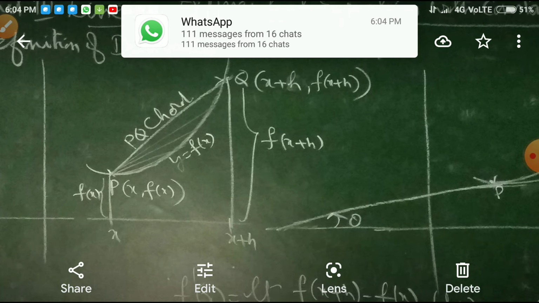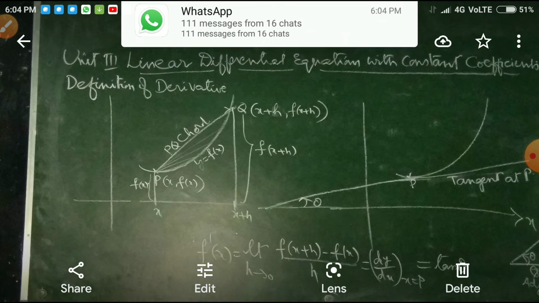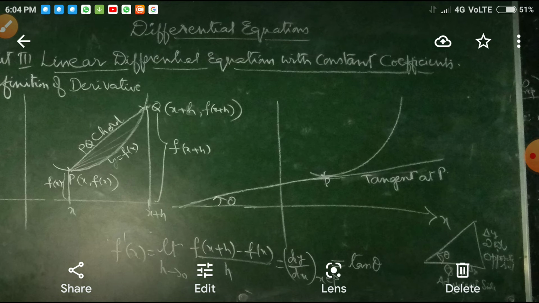So what is going to happen when the point Q approaches the point P? Automatically the chord PQ is going to become a tangent. So here in the second figure, I have taken a tangent at P, and let us say that this tangent is making an angle theta with the x-axis in the positive direction.